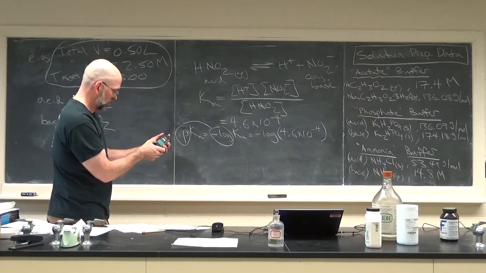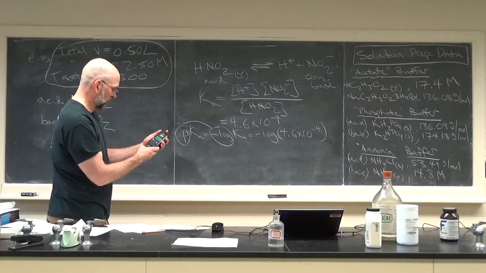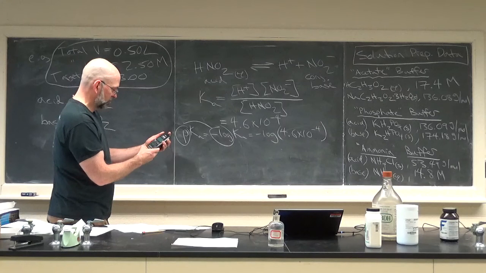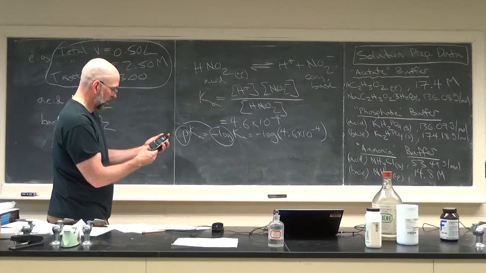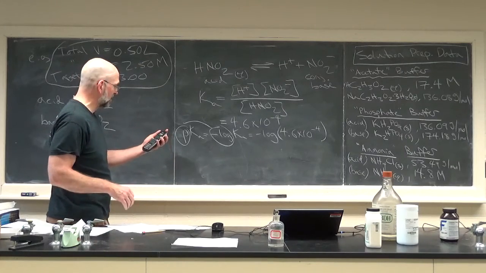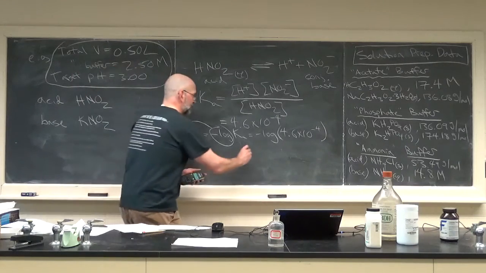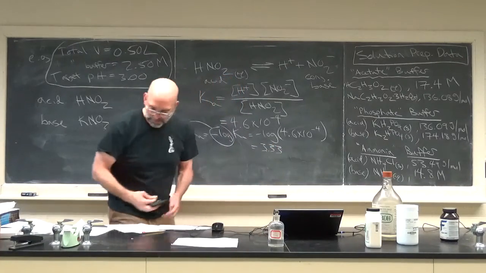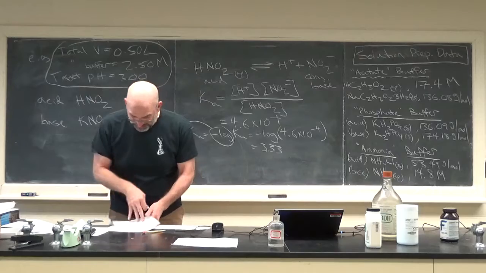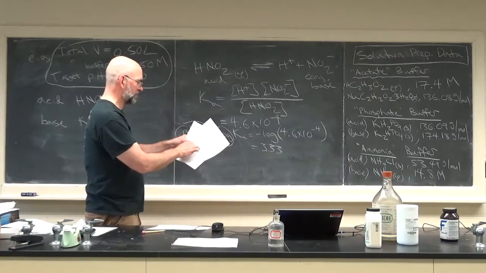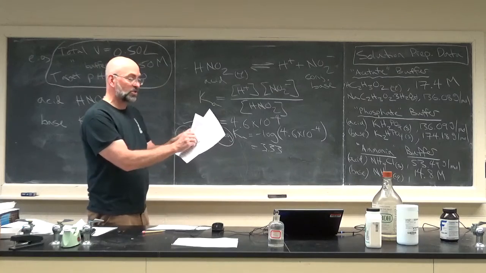So, oops, I don't want that. So log of 4.6 exponential minus 4. Oh, I forgot to put the negative sign, but that's okay. These are always going to be positive. Now, I came up with 3.33. Your lab manual, or your lab handout, if you will, says 3.39. I'm going to use the 3.39.